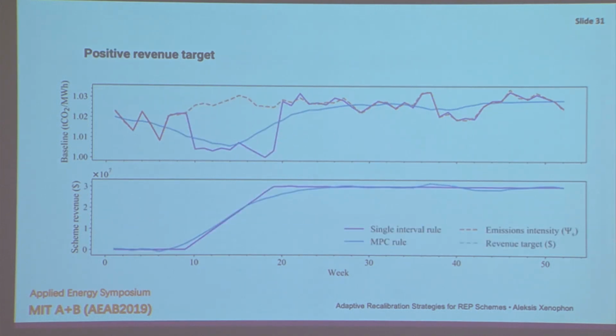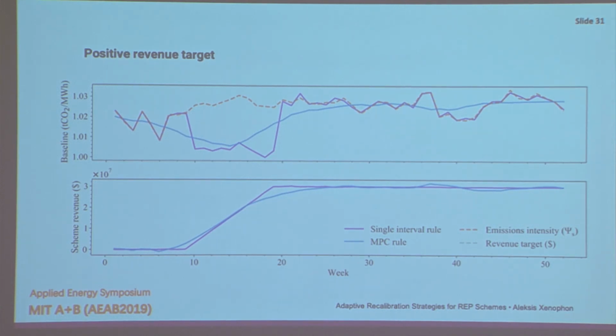Okay, so what else can we do with this? Well, one thing we can do is pursue different types of targets, because we can control what our scheme revenue target is. So here I've said that from week 10 to week 20, we want to ramp up the amount of money that we have in our bank account. And we want to see how the baseline responds to this type of a target.